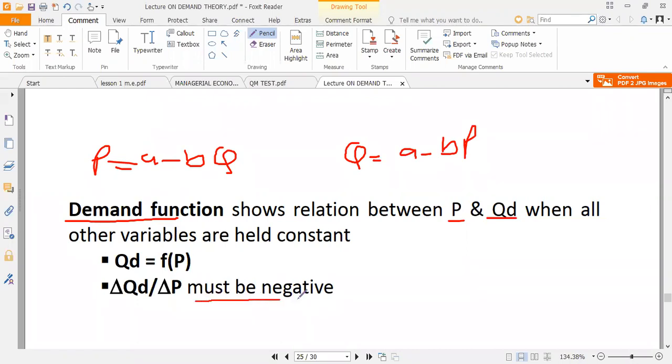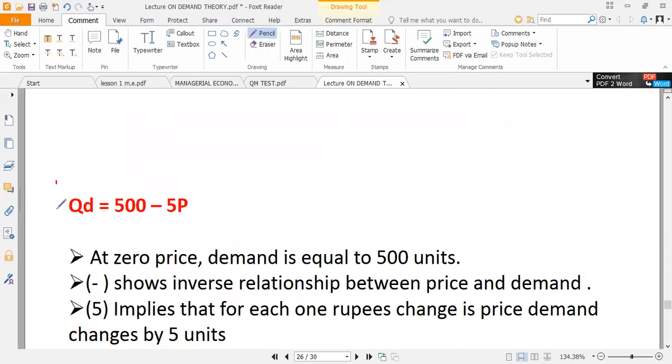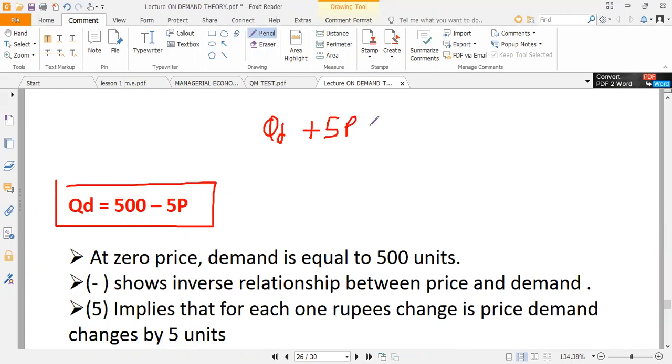The slope must always be negative because the relationship between price and quantity has been described as what? Being inverse. An inverse relationship. So this is our derived demand function. If we're given a function like this, it is called a direct demand function. How do we plot this? We put the variables on one side. So QD will be here, plus 5P will be here, is equal to what? 500.